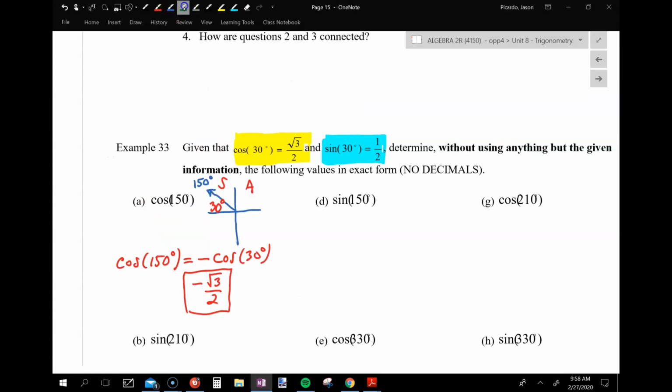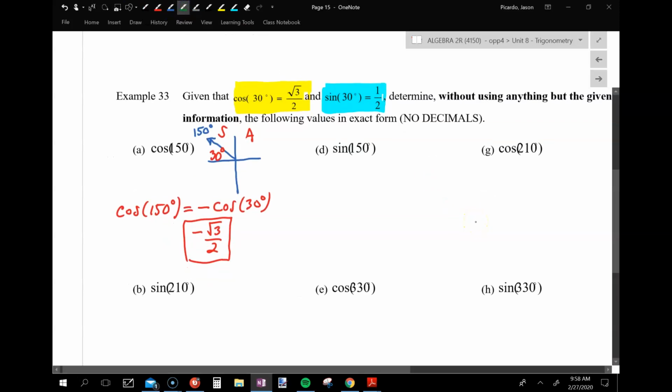Sine of 150. Guys, sine of 150 gives me the exact same reference angle, right? So the reference angle is still 30 degrees. So sine of 150 is equal to some value of sine of 30. The question is, is that value positive or negative? Well, what is sine in the second quadrant? Positive. And what is sine of 30 based on the blue up top? 1/2.